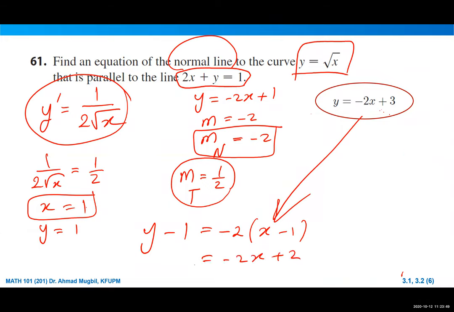Negative 2x plus 2, and this will be y minus 1. Add the 1 there, it will be minus 3 plus 3. Excellent. Notice that we have several kinds of problems about tangent and normal, and it is about how they are related to the derivatives.